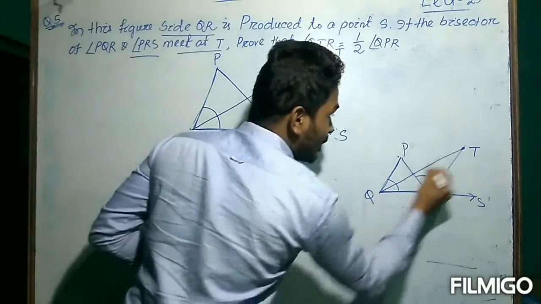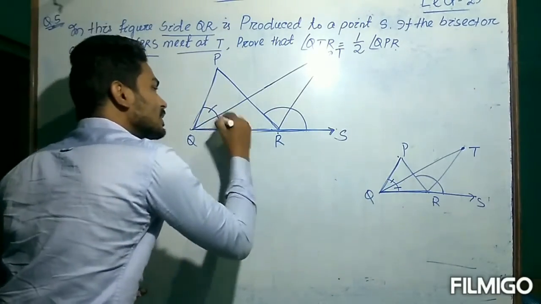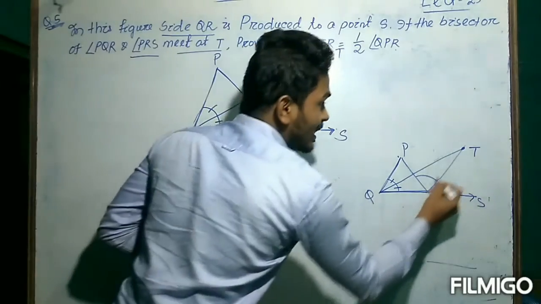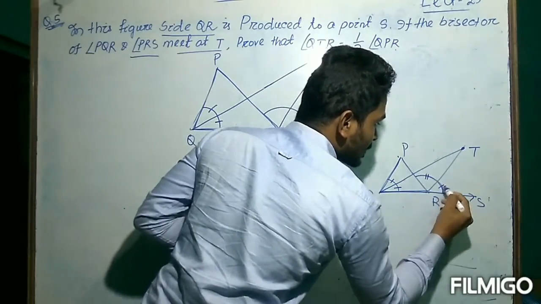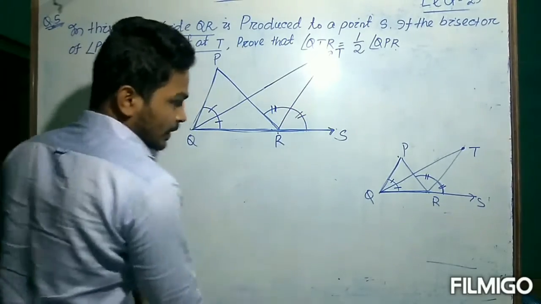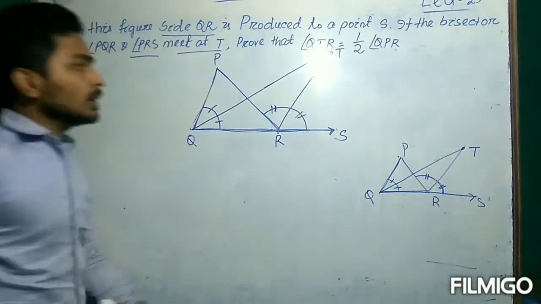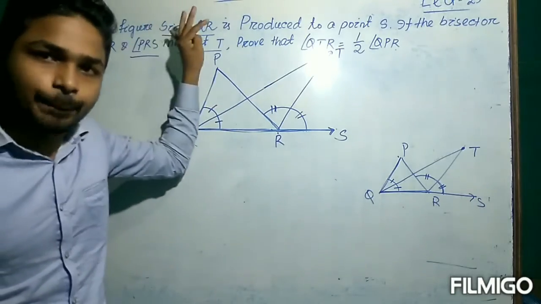Since it is the angle bisector, this angle is equal to this angle. And this is the angle bisector of PRS, so this angle is equal to this angle. Now I think you will easily understand the data that is given in the question.